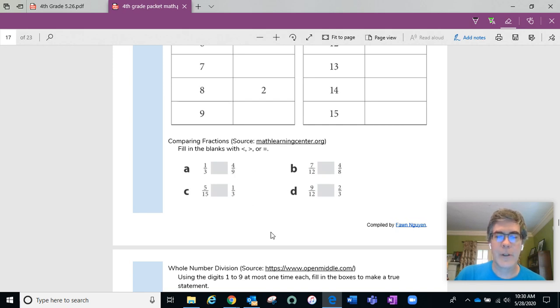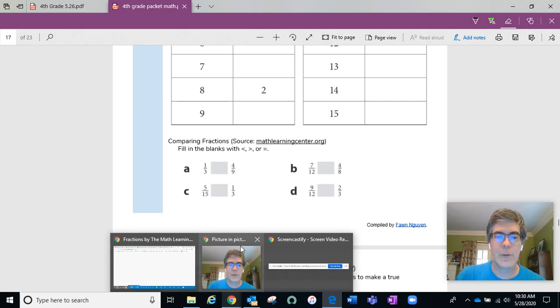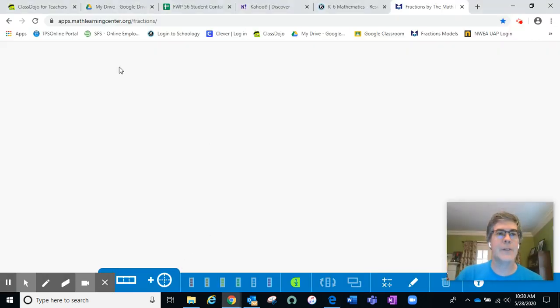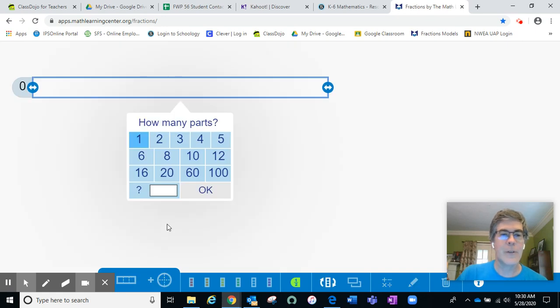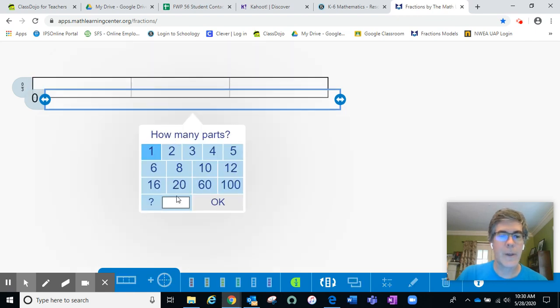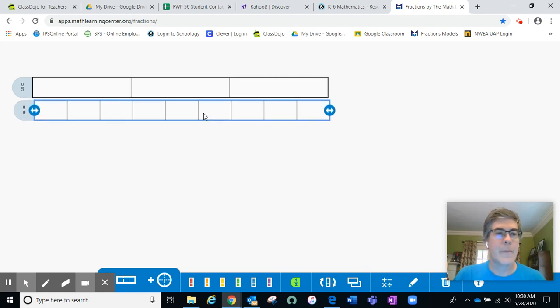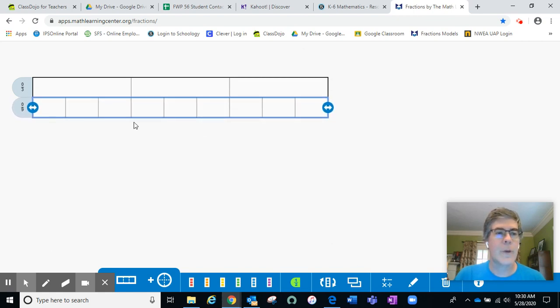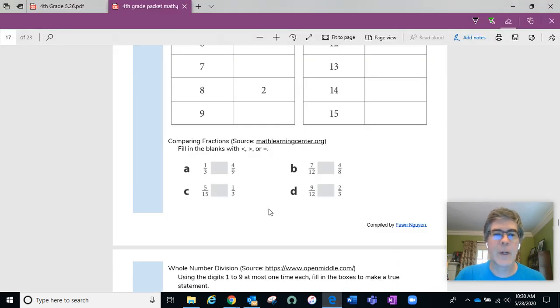So what I would encourage you to do is to find a way to model these, and if you have access to the Math Learning Center, it has pretty good tools for doing that. So we know in the first problem we're working with thirds, and we're also working with ninths. And so right away I can see that each third is equal to 3/9. So if I look back at my problem, I've got 1/3 and 4/9.